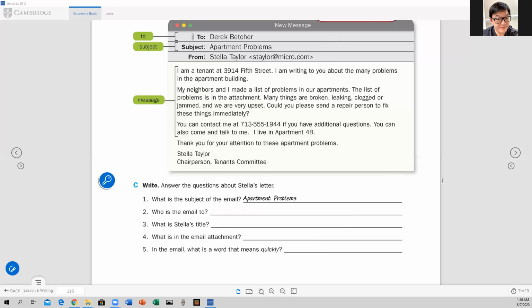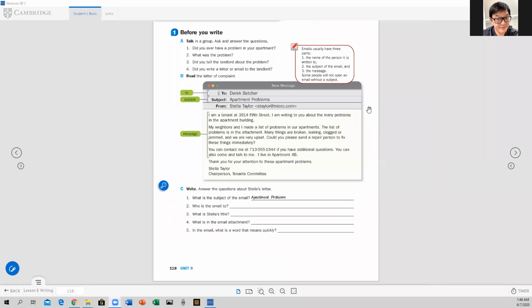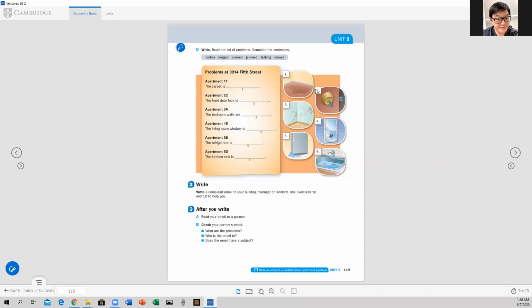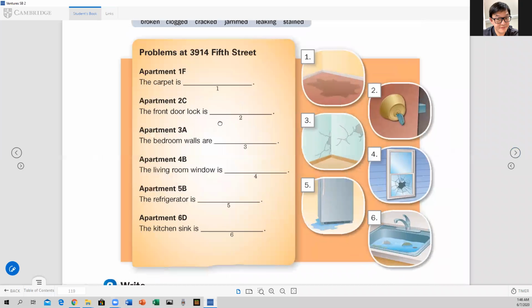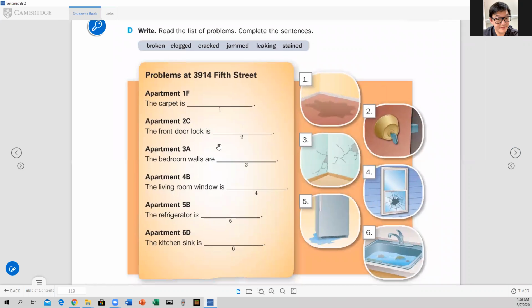Let's go to next page. Page 119. When you go to next page, you see that here you have, let me make it bigger, the exercise D. Okay, this is the exercise. So exercise D is asking us to read the list of problems and complete the sentences. So this is the list that Stella Taylor sent to the landlord as an attachment to the email, okay?